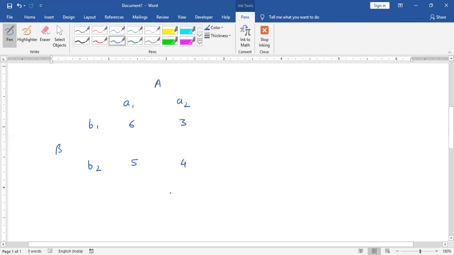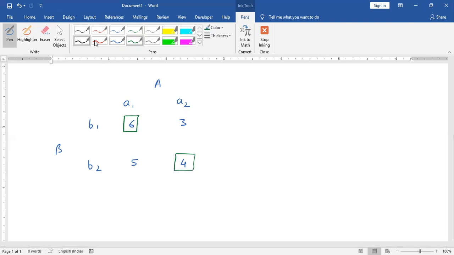Now we are going to find the saddle point. How will we find the saddle point? We just find the maximum value in each column. The values in the first column are 6 and 5, so the maximum value is 6. The maximum value in the second column is 4. Right. Now we will find the minimum value row-wise.